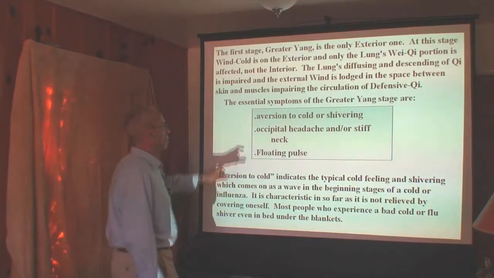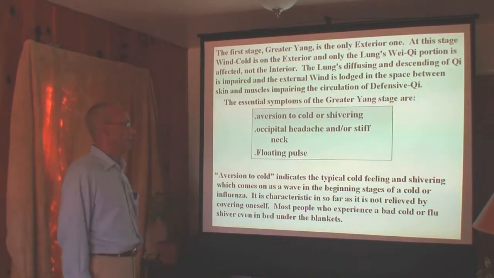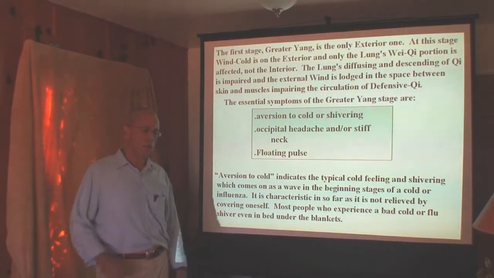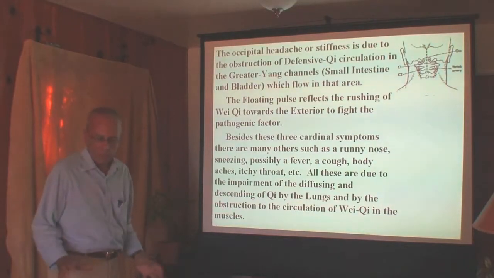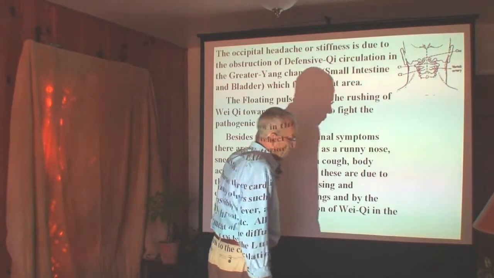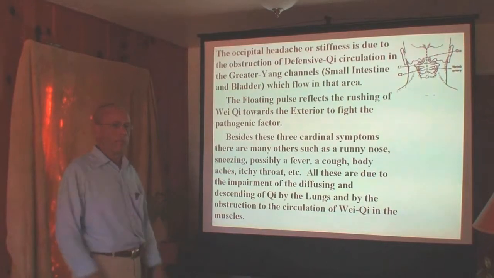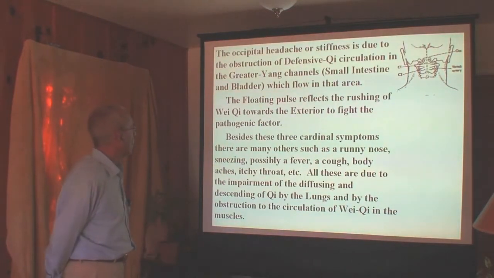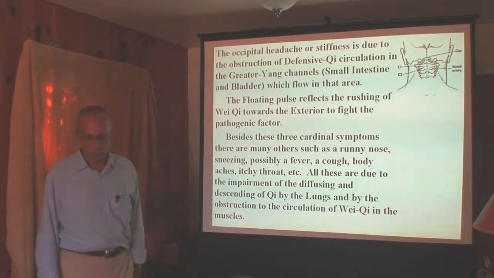And it should be stressed that the aversion to cold has nothing to do with the distinction between cold and wind heat. It's present in both cases. And it is due to the obstruction of the Wei Qi by wind. Because the Wei Qi warms the muscles, when it is obstructed by wind, it fails to warm the muscles and you feel cold. The occipital headache is due to the fact that this is the area of the Taiyang region, and not by chance the first stage in the 6 stages is the Taiyang stage, which is the most exterior of the yang channels. So it's the first to be invaded. So there is occipital headache and stiff neck. And the floating pulse reflects the rushing of Wei Qi towards the exterior, towards the surface, to fight the external wind.